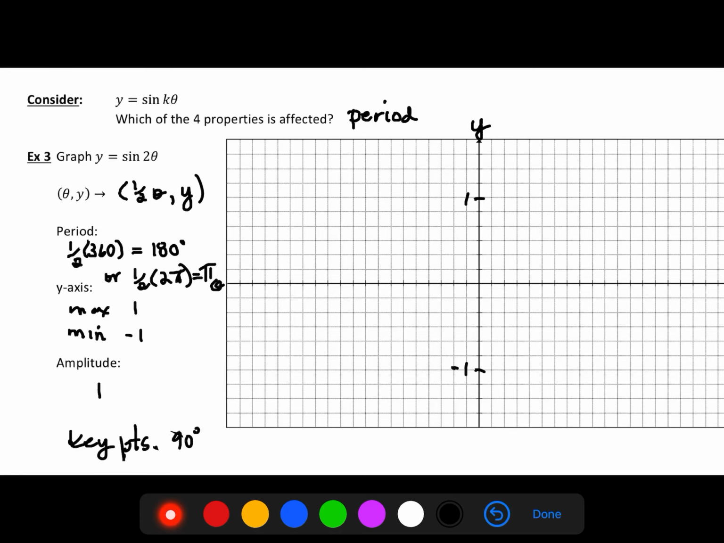And because we're only going 180, our key points were every 90 degrees. Well, again, we're going to multiply that by a half, which means our key points are going to happen every 45 degrees. So now we're going to just change our scaling on our grid. So we're going to have 45, 90, 135, and 180.